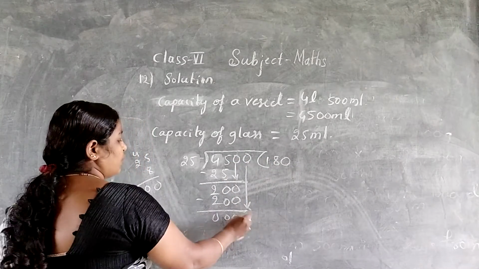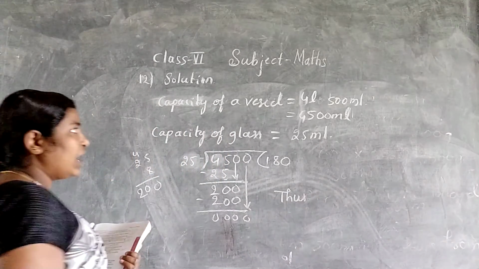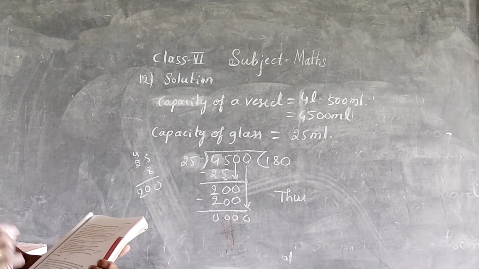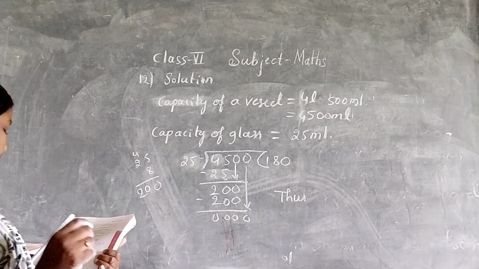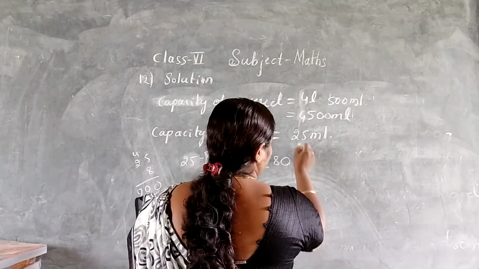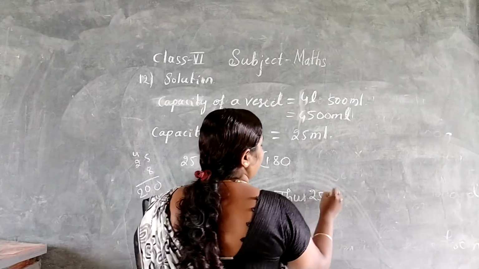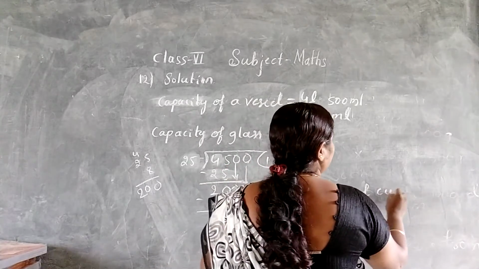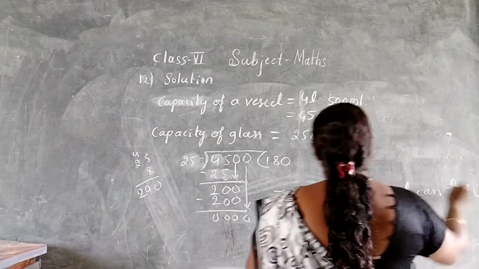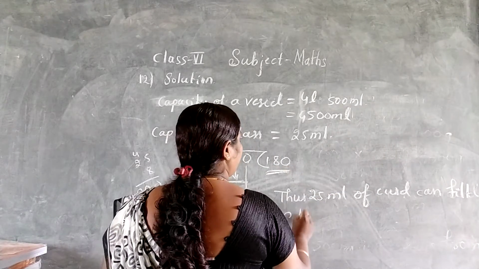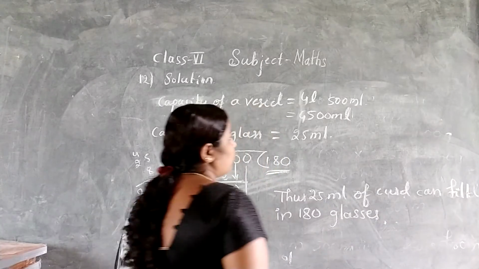Okay. Now thus, the curd in the vessel, 2 liter and 500 ml, can be filled into 25 ml glasses. The curd can fill 100 glasses. I hope you understood.